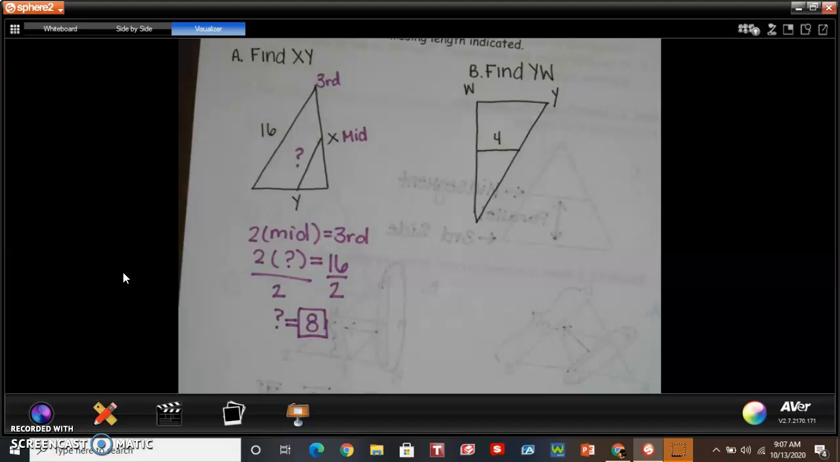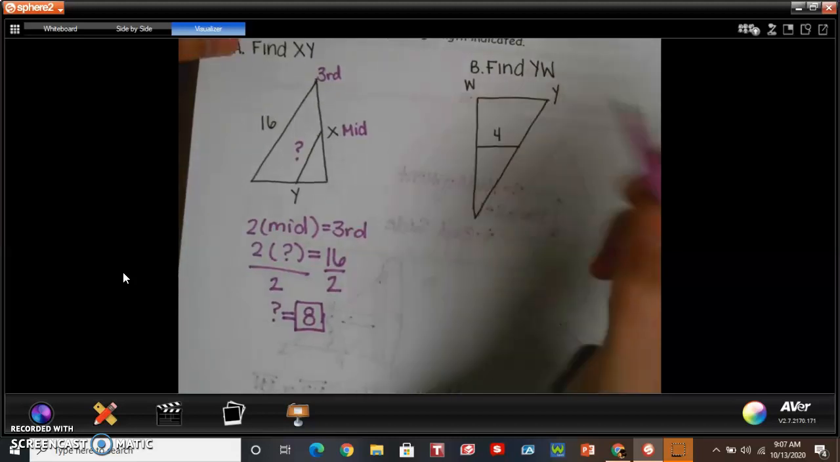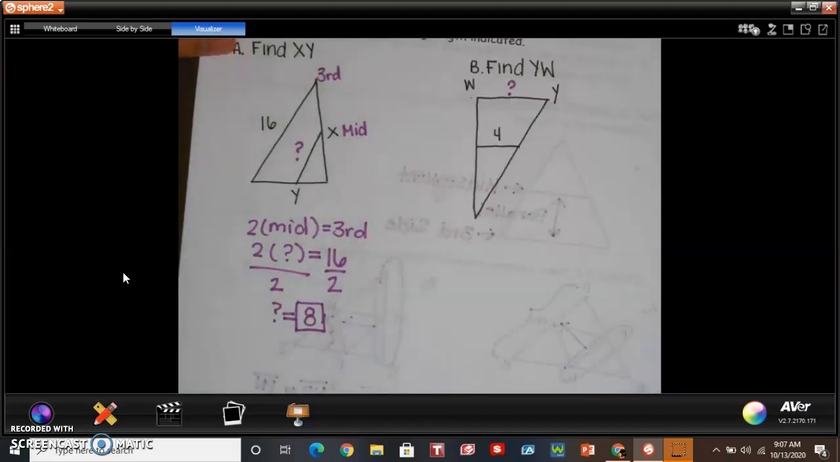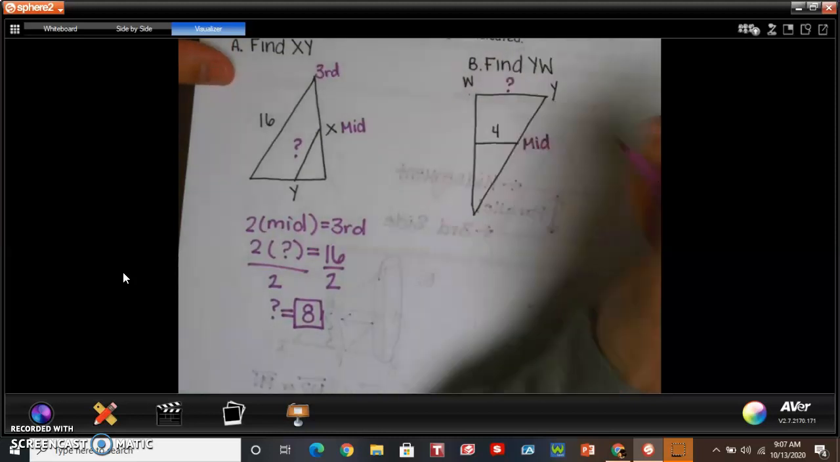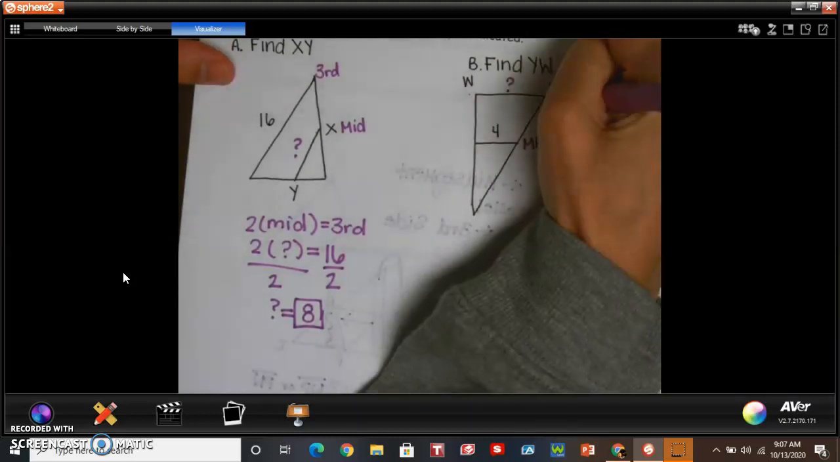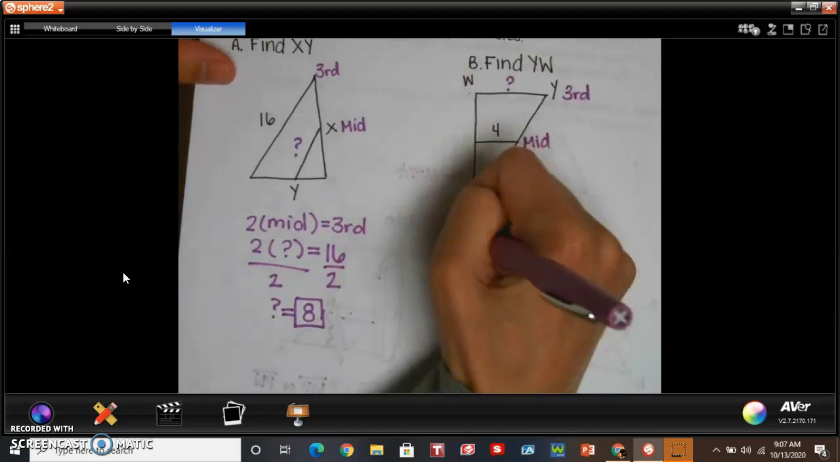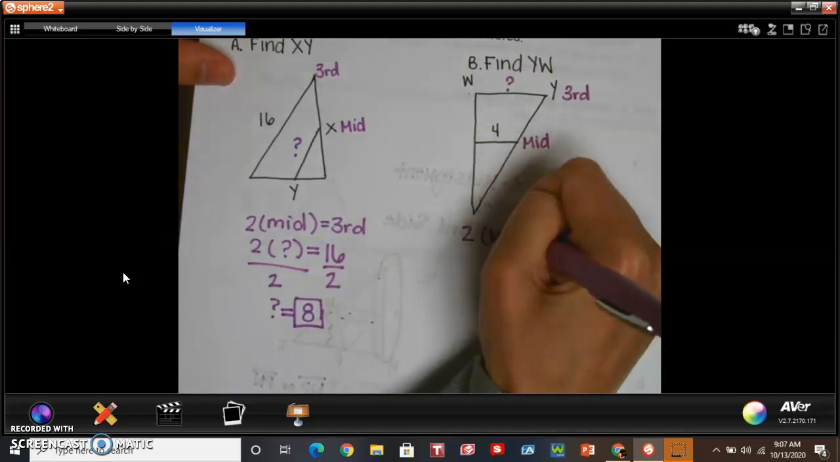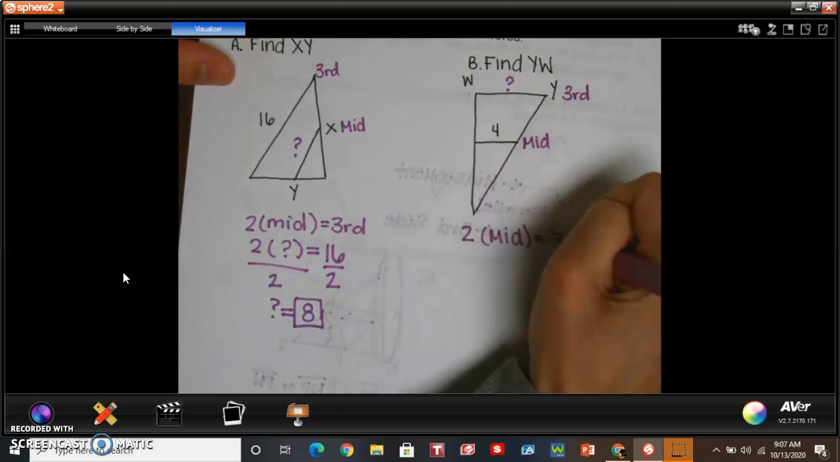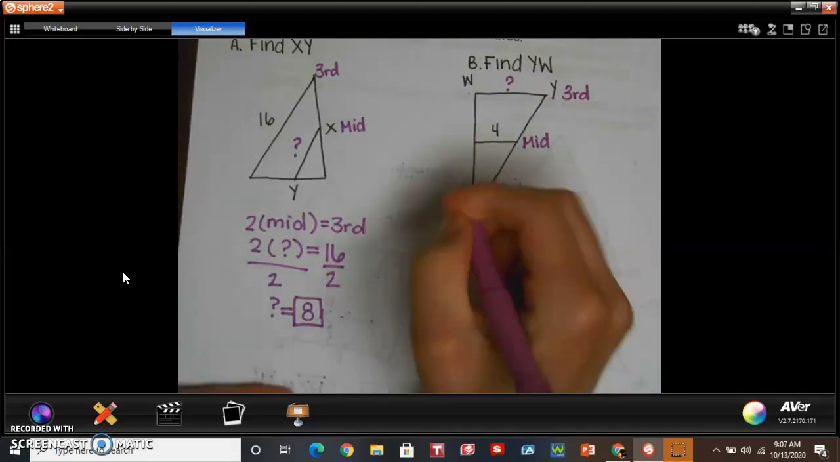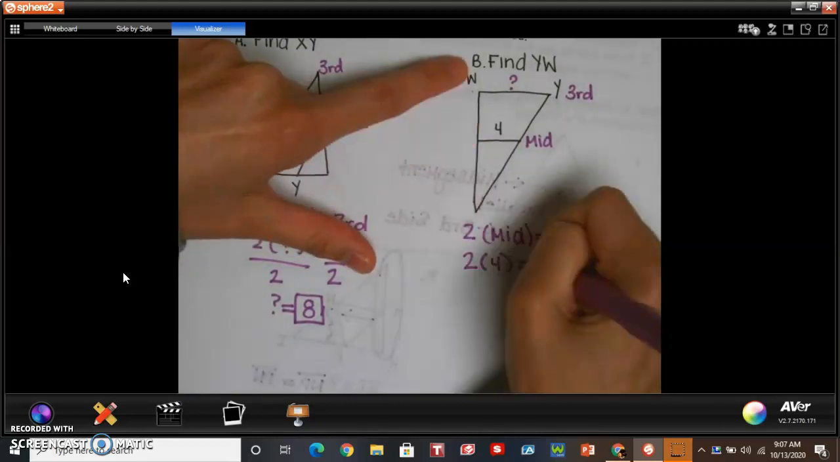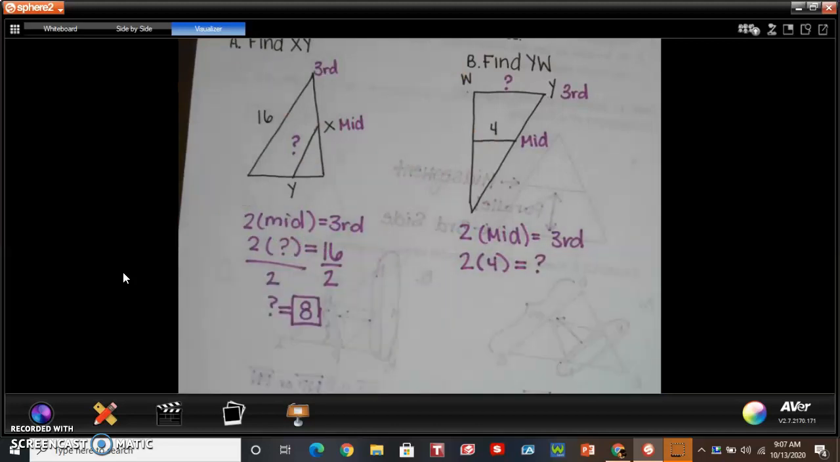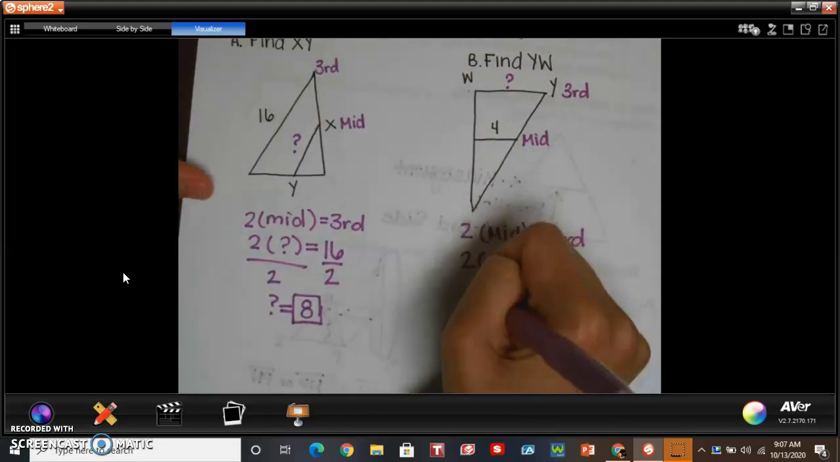Let's do another example. This time they want us to find YW. So here's what we want to know. Let's identify our mid and our third. So what is in the middle of our triangle? 4 is. So that's our mid. And across from it is our third. So we're going to still use 2 times mid equals third. So let's plug in what we know. We know 2, our mid is 4, is equal to our third, which is our question mark. So let's solve it. What's 2 times 4? 8.